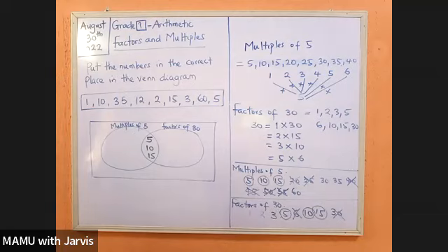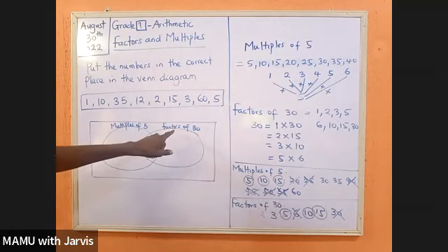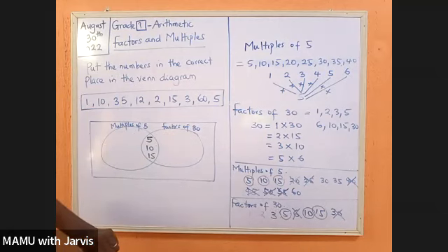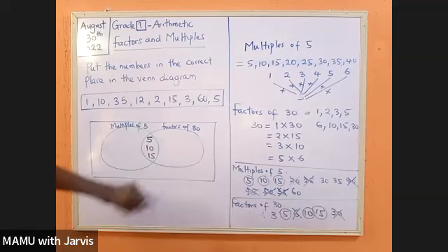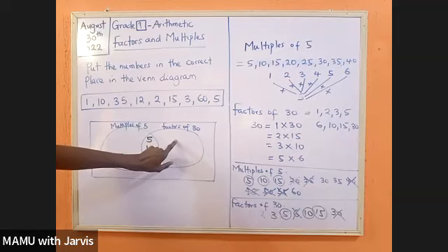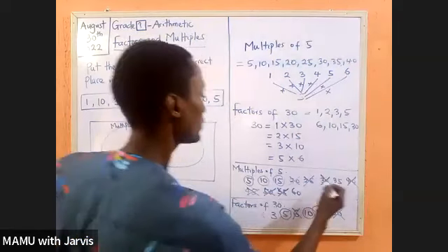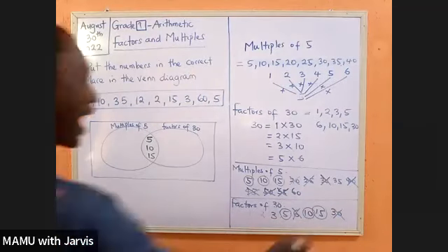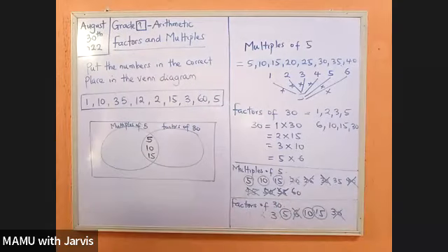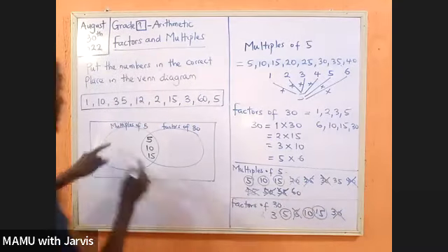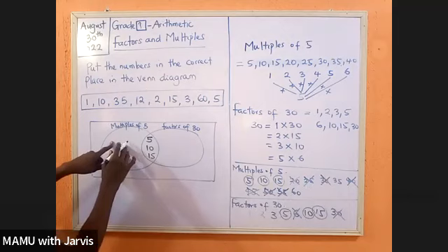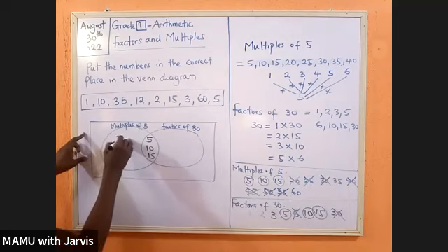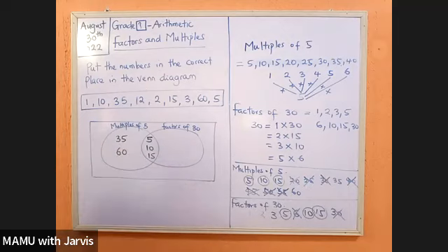Now, the next one I'm going to check. Okay, I've cancelled 35. The next one I'm going to use will be what? Factors of 30. I'm to cancel 30 here too because I don't need 30. I didn't have 30. So what is left? I have 35 and 60 left. So these are multiples of what? 5. So I have 35 and 60 here.